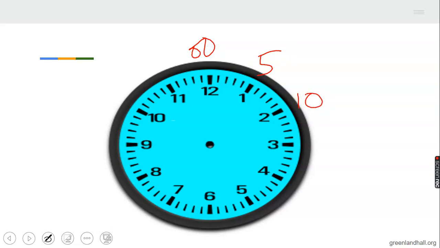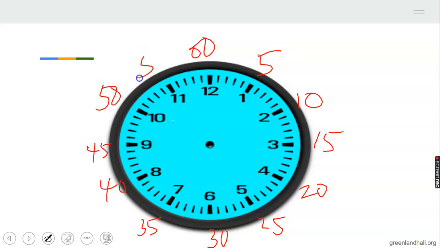So let's go together. 5, 10, 15, 20, 25, 30, okay, 35, yes, 40, yes, 45, yes, 50, yes, 55, yes, 60, so 60 minutes. And it is that 60 minutes, when it is complete, that gives us 1 hour. That's why we say o'clock. Once it is up to 60, once the long hand reaches 12, then we say o'clock.